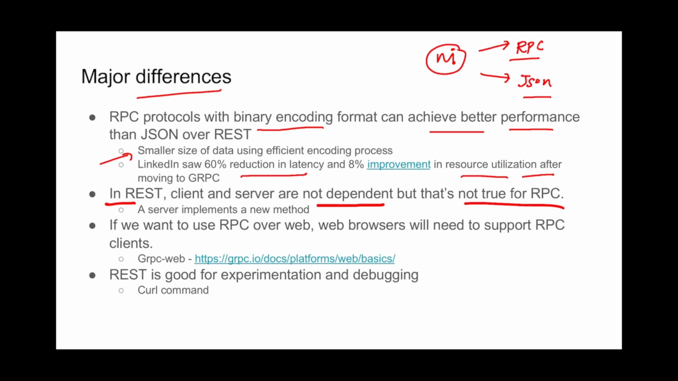If you want to use RPC over web, so right now REST is the most popular API style over web. For the REST API, we do have JavaScript support in the web browsers. So they can easily use JavaScript to make calls to the web services API, and they can get the answer back in JSON. And JavaScript has good support for JSON, so it can easily encode and decode that JSON. But that's not true for RPC.